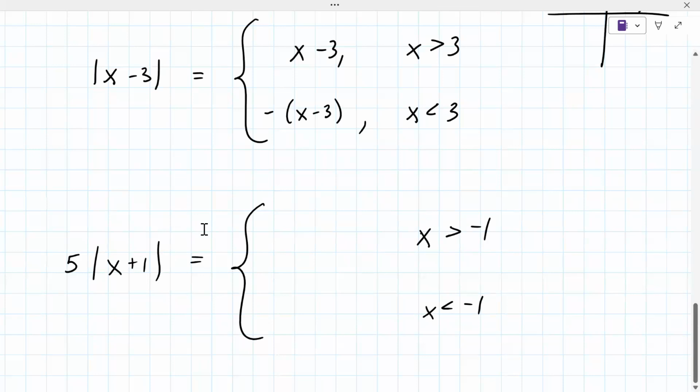So it'd be the opposite of the h value. Yeah, you're literally setting the inside part equal to 0 and solving for x. Got it.